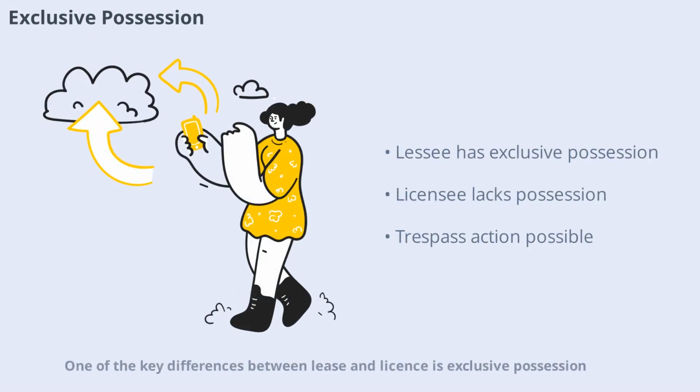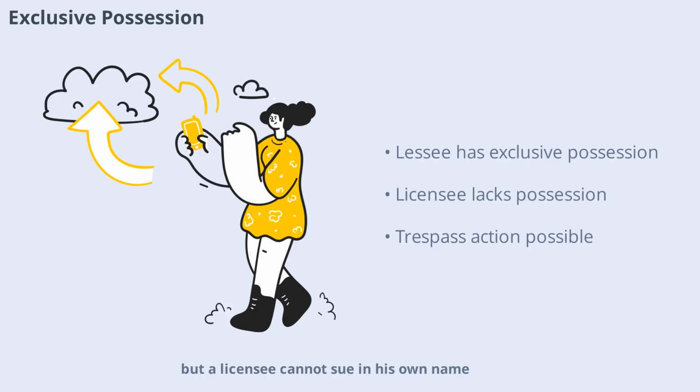One of the key differences between lease and license is exclusive possession. A lessee gets exclusive possession of the property while a licensee does not. This exclusiveness is a defining feature of a lease and is often used by courts to distinguish between the two. The lessee can bring an action for trespass, but a licensee cannot sue in his own name.